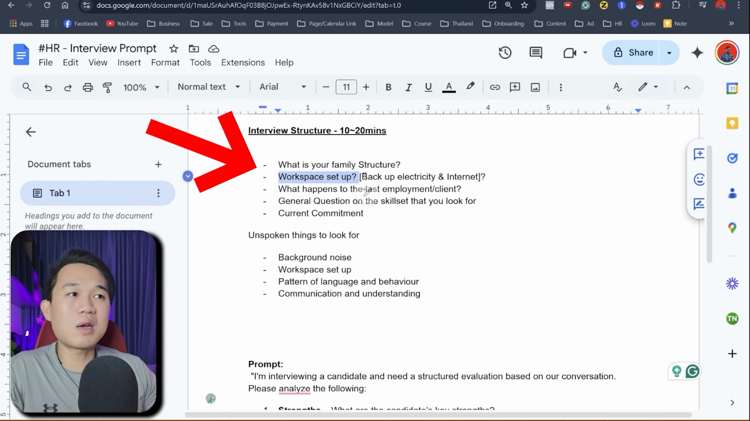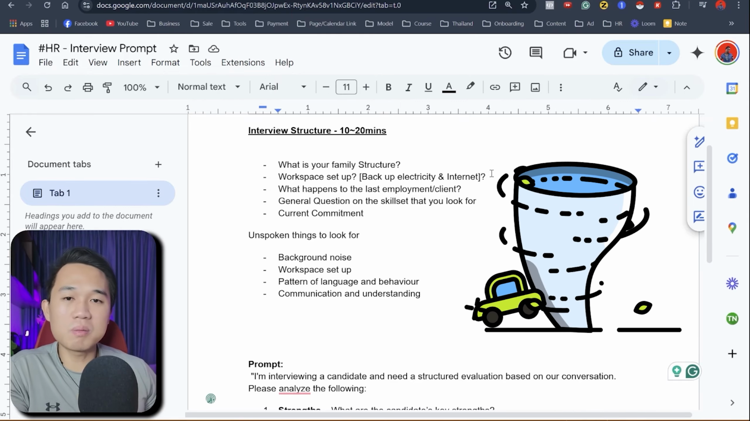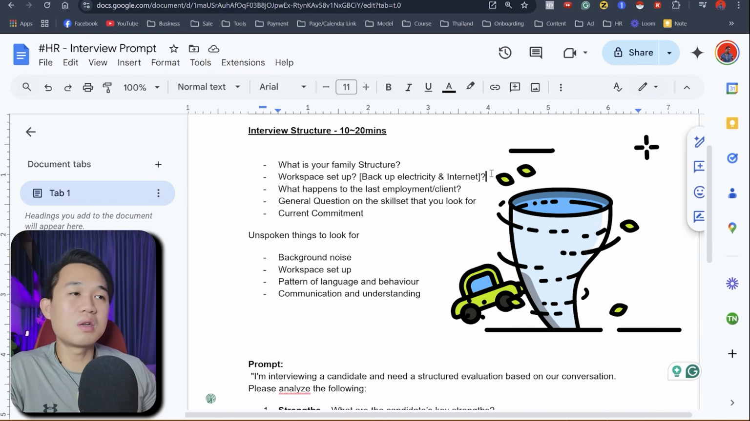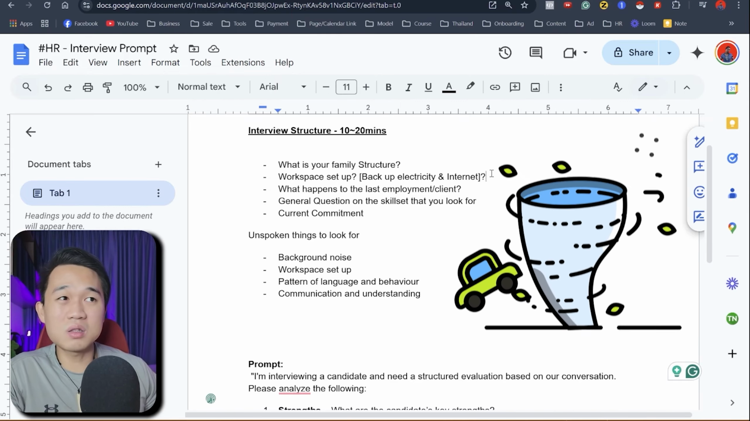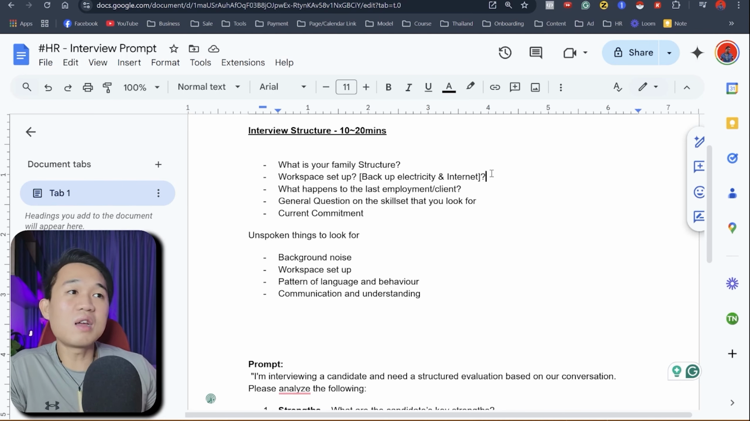Now, the workspace setup, you want to be asking about backup electricity, backup internet, really depending on their area as well, especially people from Asia. They have monsoon season where there's a lot of flooding, lots of storms. You need to ask them if that happens frequently in their area and if they do have a backup for it. And what happened to the last employment and client, right?